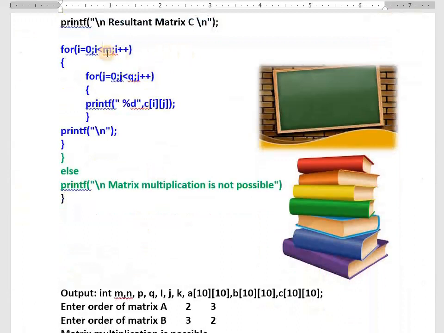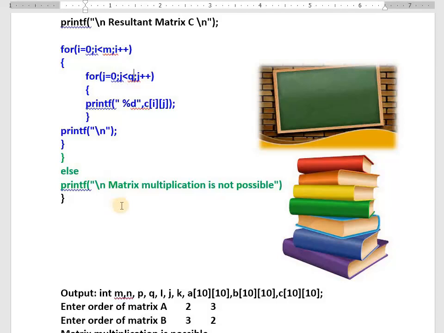How many rows? m rows. How many columns? q columns. And C of 0 0, C of 0 1. Cursor comes to next line. C of 1 0, 1 1. Cursor comes to next line. True block is over. Program completes. If it is possible, it multiplies and it prints. Otherwise, matrix multiplication is not possible.